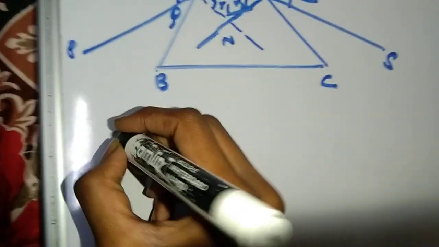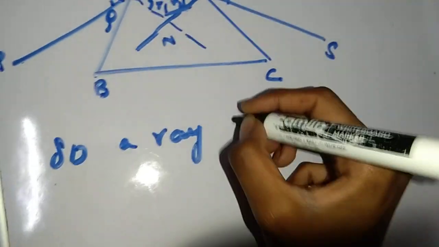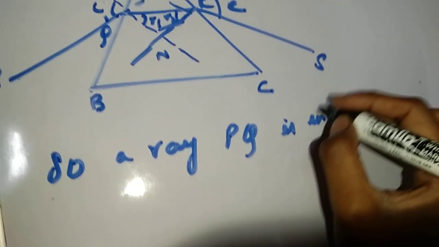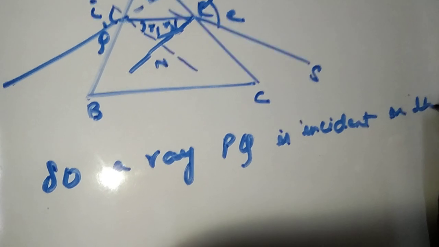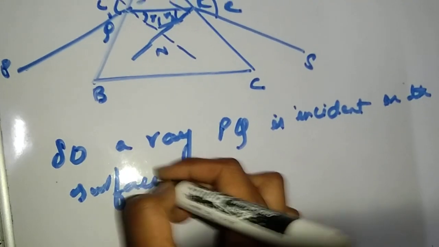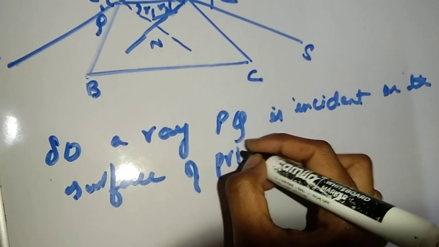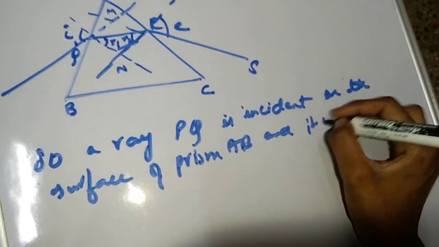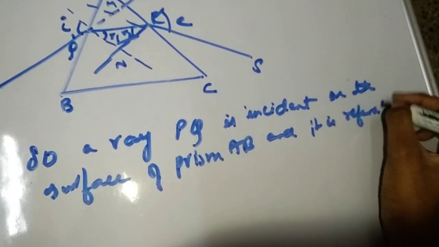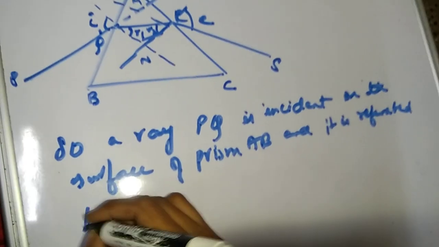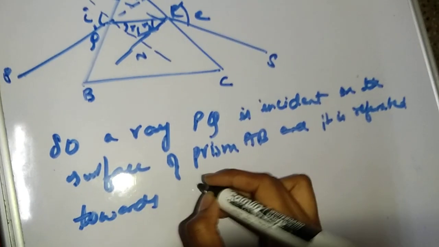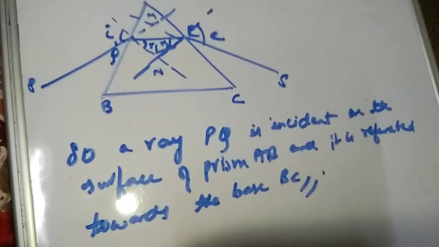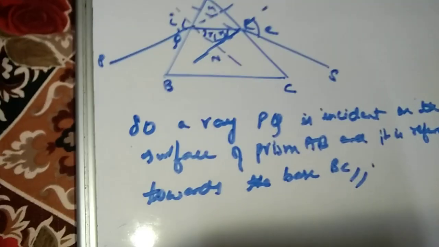So a ray PQ is incident on the surface of prism AB, and it is refracted towards the base BC. Write this much. Now let us start with these things.